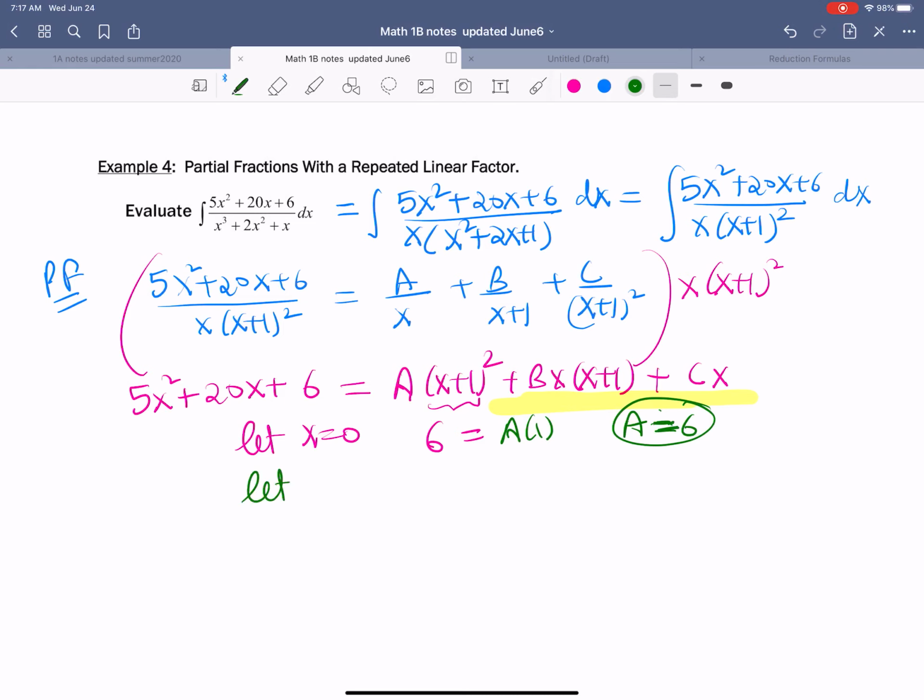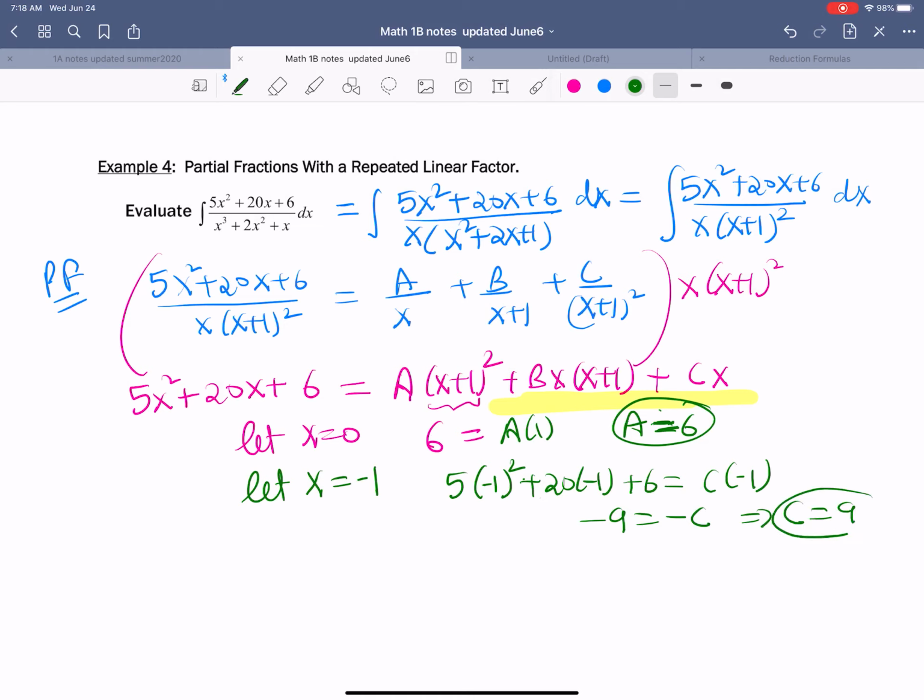Okay, so now we can let x be negative 1. If I let x be negative 1, I would be able to find the c. So let's let x be negative 1 on both sides. I would have 5 times negative 1 squared, which is just 5, plus 20 times negative 1 plus 6 equals c times negative 1. So it's 5 minus 20, which is negative 15. Negative 15 plus 6 is negative 9. Negative 9 is equal to negative c, so c equals positive 9.